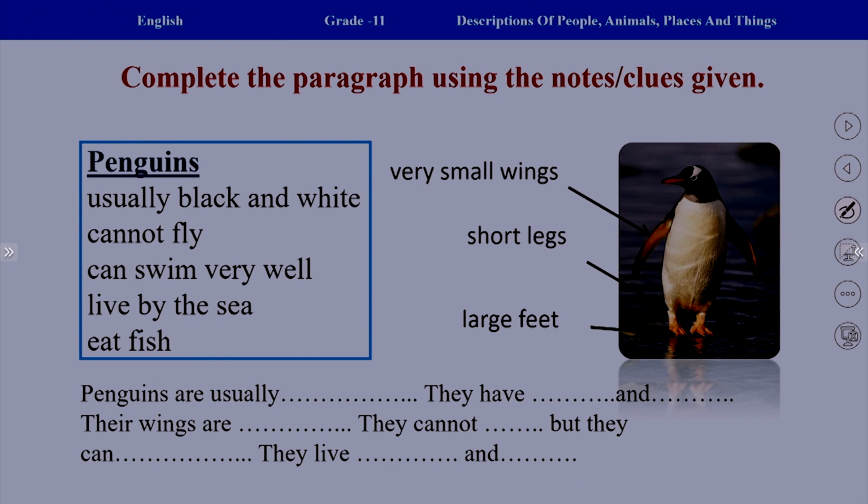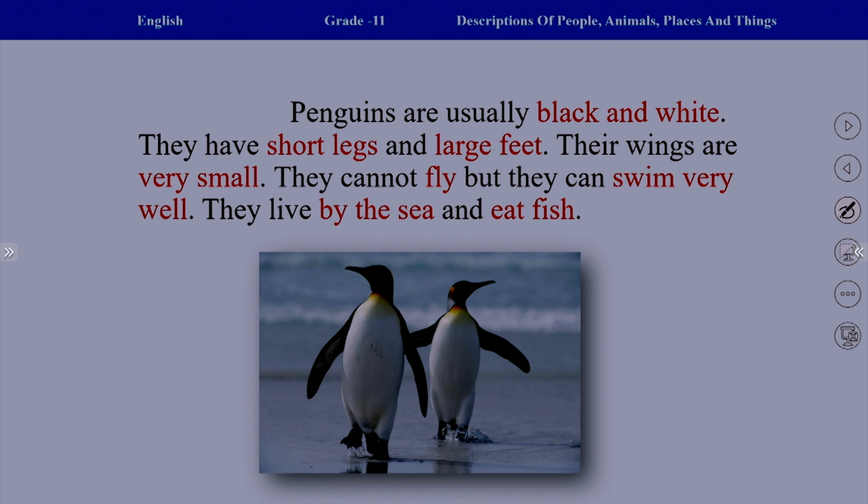Yes, I hope you all have completed the task. Okay, let's check. Yes, shall we read it together? Penguins are usually black and white. They have short legs and large feet. Their wings are very small. They cannot fly, but they can swim very well. They live by the sea and eat fish.